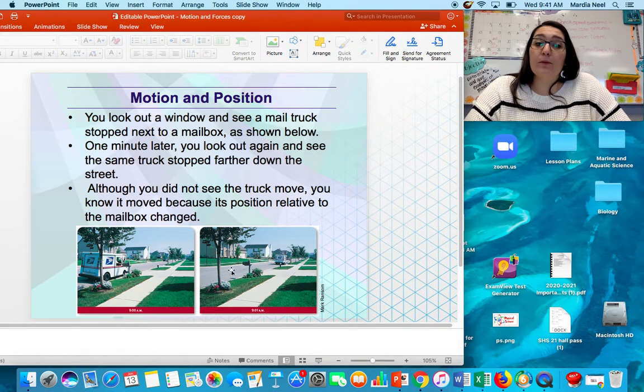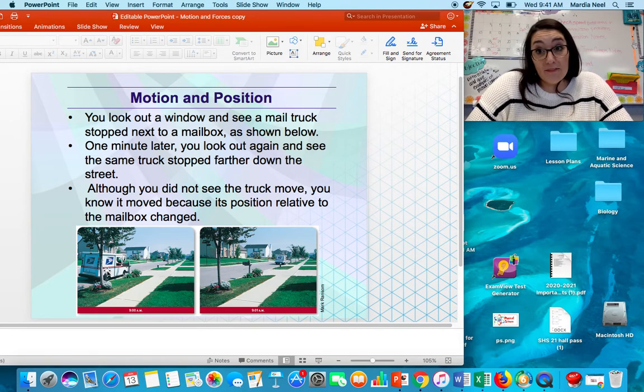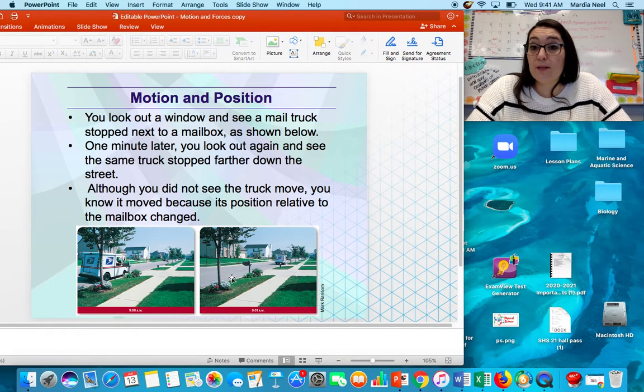It's not there anymore. So we can infer, based off the reference point, that the mail truck has the ability to move. It has tires, it has wheels, might even have a motor. We don't know how it moved. We didn't see that. But we know it moved. So in science, we use a reference point to determine if something moved.